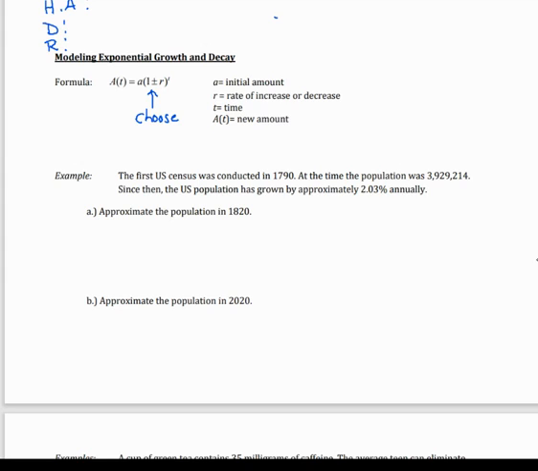But pretty straightforward. If it's going to be a growth function, we're going to add. If it's a decay function, we're going to subtract, okay? Little a represents the initial amount, r is our rate, t is our time, and then A of t is our new amount. So if we look at this scenario, it says the first U.S.